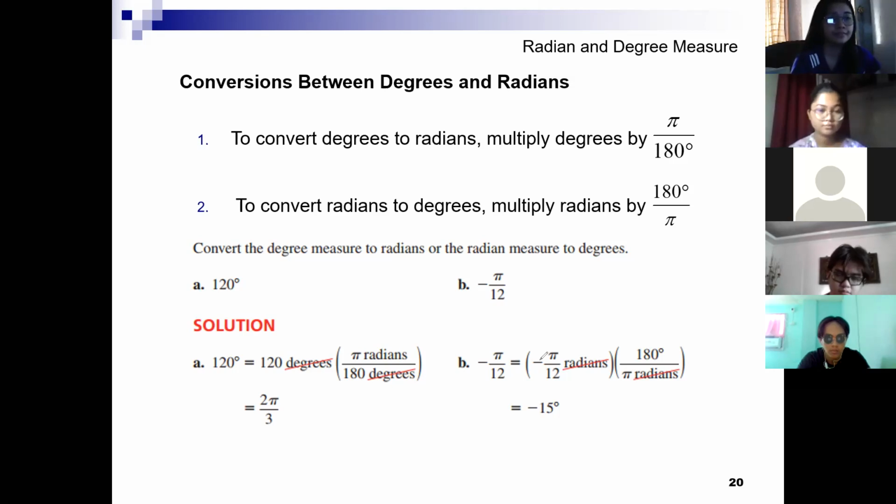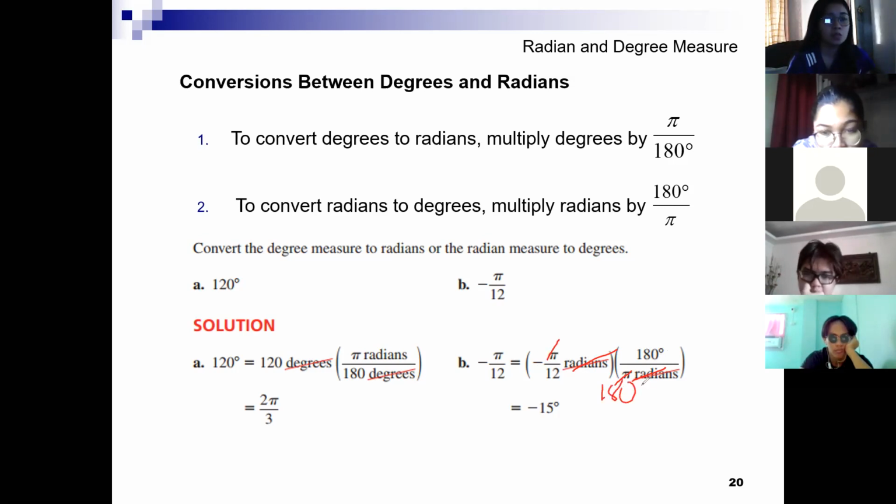In converting the other way around from pi radian to degree measure, so we have here negative pi over 12 radians. Instead of multiplying it by pi radian over 180 degrees, since we're going to eliminate the unit radian, we invert the given. So we have 180 degrees in our numerator and in our denominator we have pi radians. Cancel the radians. Cancel also the pi. You're left with negative 180 divided by 12. And you divide it by 12, you get the answer, negative 15 degrees.